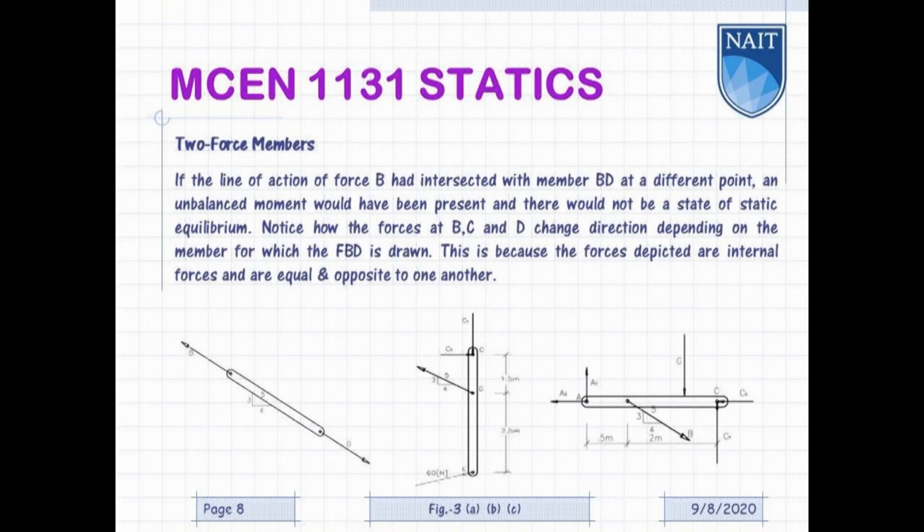If the line of action of force B had intersected with member BD at a different point, an unbalanced moment would have been present and there would not have been a state of static equilibrium. Notice how the forces at B, C, and D change direction depending on the member for which the free body diagram is drawn. This is because the forces depicted are internal forces and are equal and opposite to one another.